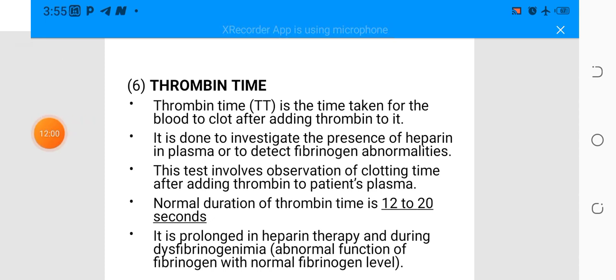The other one is called thrombin time. Thrombin time is the time taken for the blood to clot after adding thrombin to it. It is done to investigate the presence of heparin in plasma or to detect fibrinogen abnormalities. This test involves observation of clotting time after adding thrombin to the patient's plasma. The normal is 12 to 20 seconds. It is prolonged in heparin therapy and in dysfibrinogenemia, that is abnormal function of the fibrinogen with normal fibrinogen levels.